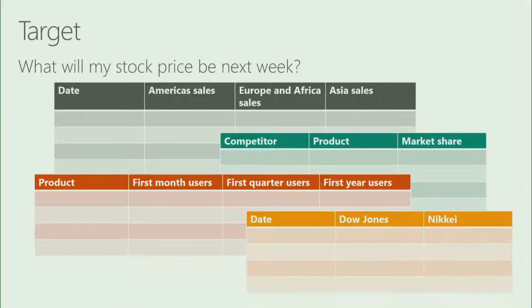So we've come up with a sharp question. In this case, what will the stock price of my company be next week? It would be really useful if we knew that. We can gather a bunch of data that's relevant, such as our history of sales in different regions, information about our competitors, our products, how often they're used in the first month and in the first quarter and in the first year by different users, and then other information, perhaps economic information throughout the rest of the world. What we absolutely need to be able to answer this question is also historical information about the stock price.